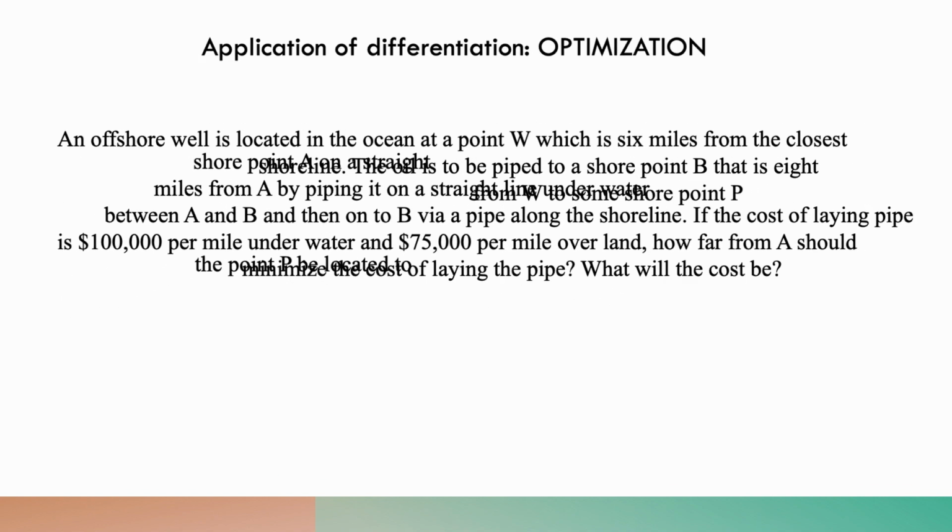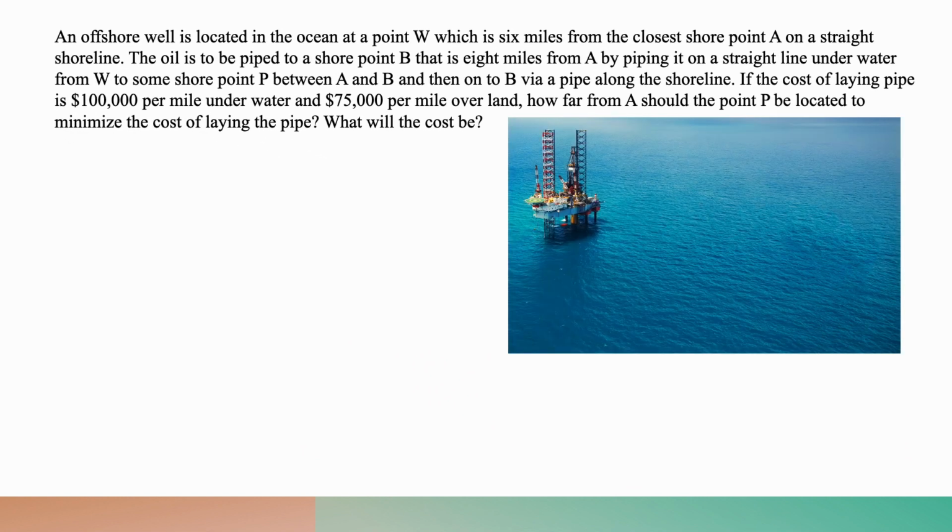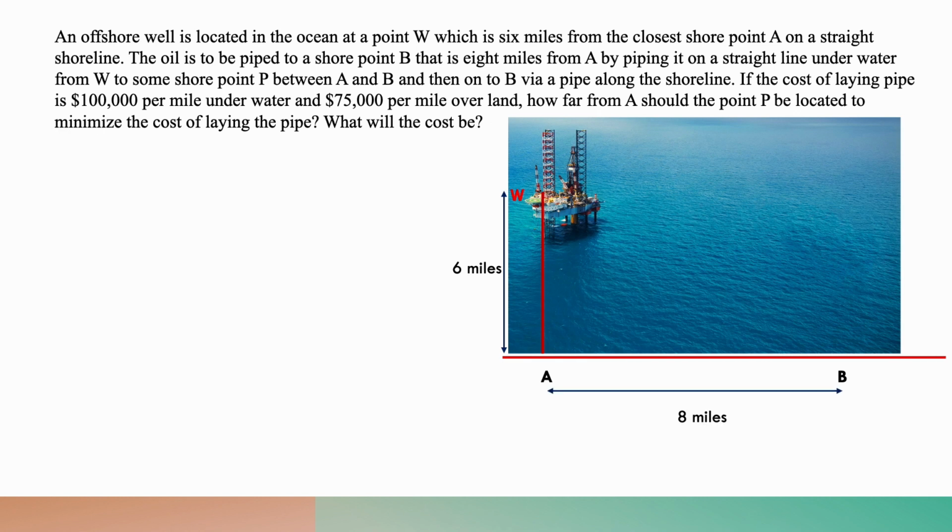Now I'm going to draw the diagram based on the question. This is the offshore well in the ocean, and this is the shoreline. Point A is the shortest position on the shoreline from the well W, and the distance between the well and point A is 6 miles. Point B is a refinery on the shoreline. It is 8 miles from point A, so the pipeline has to be laid partly underwater and partly overland.